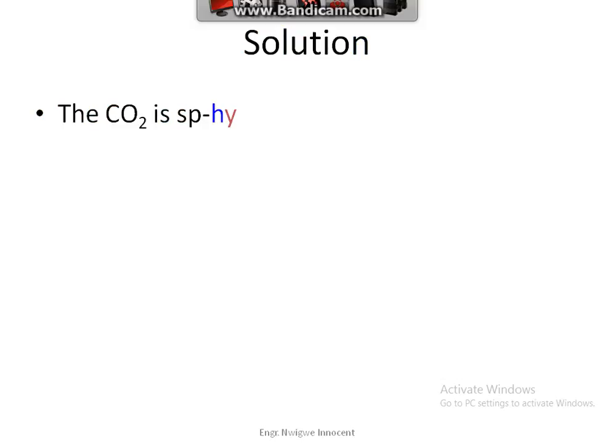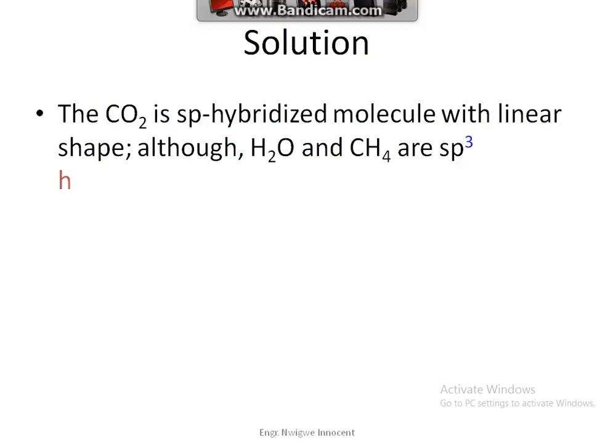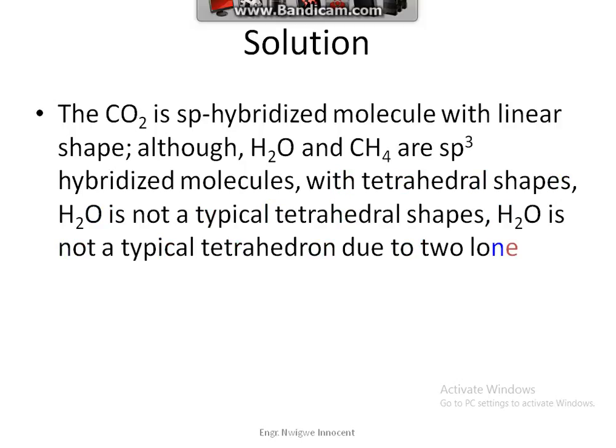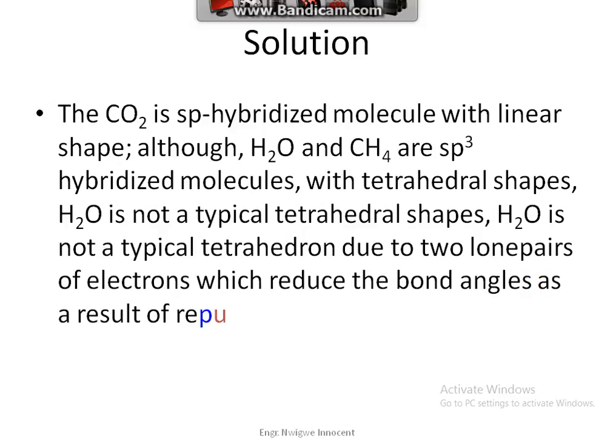Solution. CO2 is an sp hybridized molecule with linear shape, although H2O and CH4 are sp3 hybridized molecules with tetrahedral shapes. H2O is not a typical tetrahedral shape due to the 2 lone pairs of electrons, which reduce the bond angle as a result of repulsion. Therefore, the answer is D.